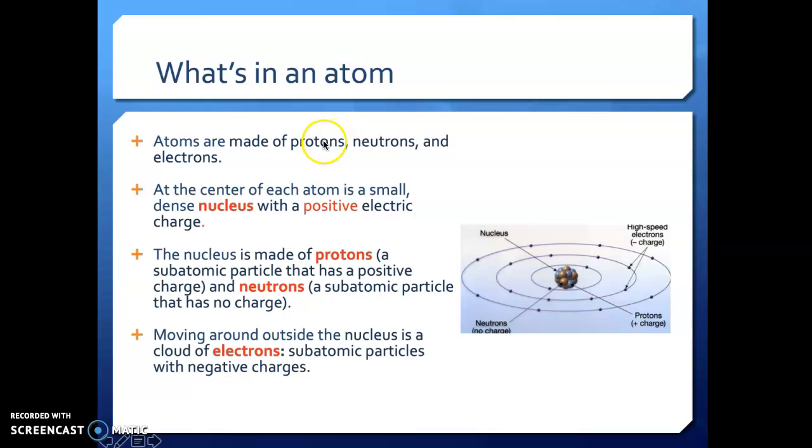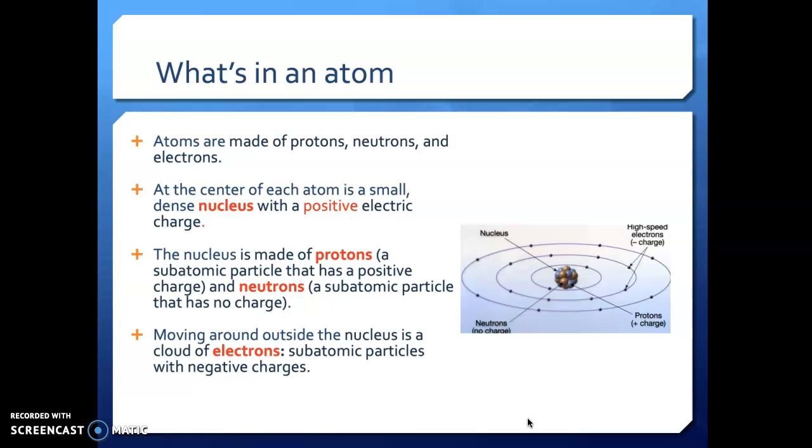Because what's in an atom, you've got protons, neutrons, and electrons. In the nucleus, in the center, you have neutrons and protons. If you look at the nucleus, notice that's where all the mass is. It has a positive charge. That's the nucleus. But around the nucleus, there are orbitals. We just describe them as rings in this Bohr model of an atom, and that's where electrons are. That's where all the size or volume of an atom comes from.